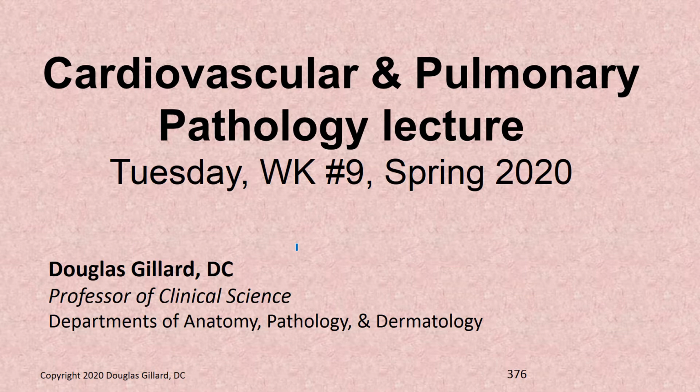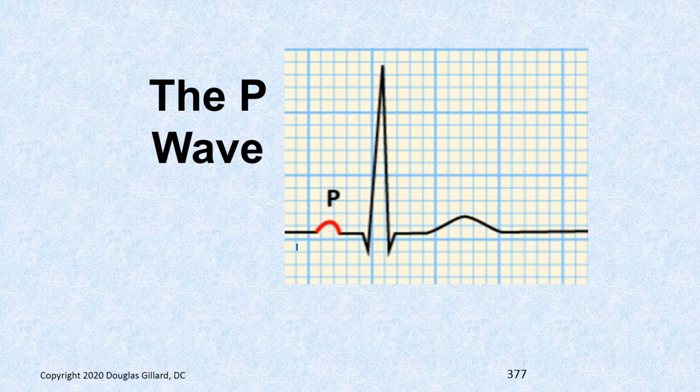Off we go. Now, last week we stopped at the P wave. So let's just remember what the P wave is. That's the P wave right there, and that represents the wave of depolarization spreading over both atria. What is this?